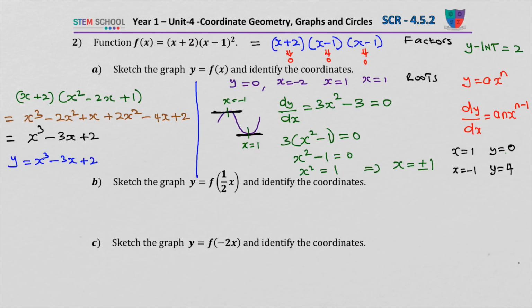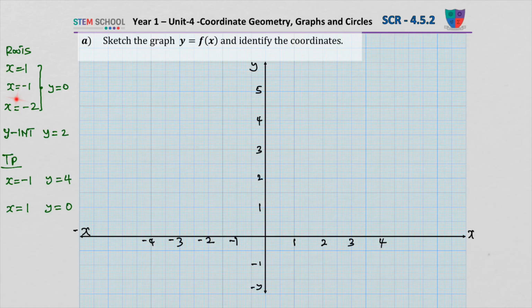Now I found all the values I needed. I've got the roots on the x-axis, the solutions. I've got the turning points, the maximum and the minimum. I've got the intercept on the y-axis where it crosses the y-axis. Now I can sketch the curve. So these are the roots, and the y-intercept, y equals 2.